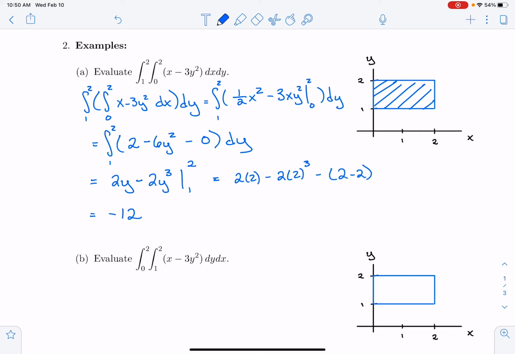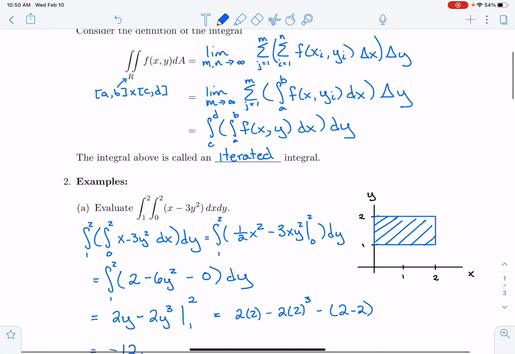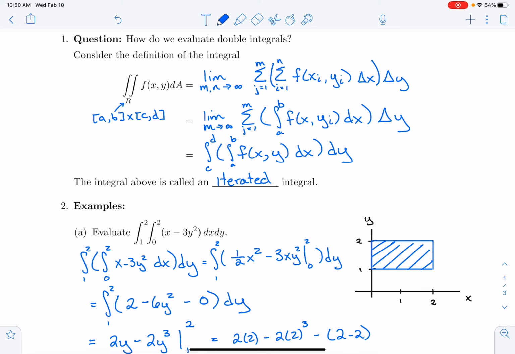Now, I made a choice when I did this integral, and the choice that I made here was that I would integrate with respect to x first and then y. So essentially, when I rewrote this double integral, when I rewrote delta A, I wrote it as delta x, delta y, and I did the sum for the x's on the inside and the sum for y's on the outside. But I could have done it the other way. I could have written it as delta y, delta x for delta A.